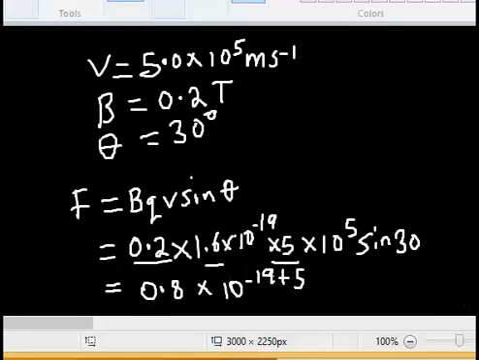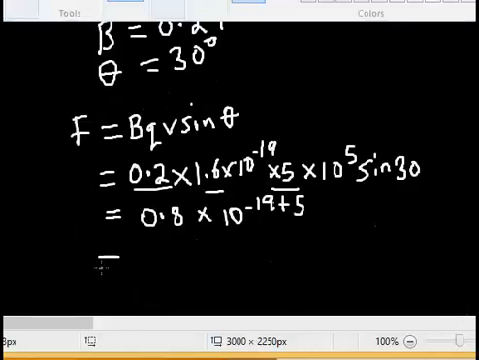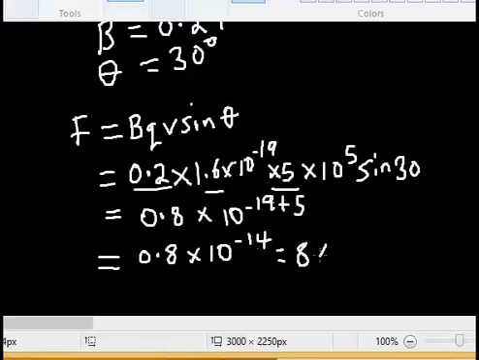So that's going to give me 0.8 times 10, and I subtract this, 10 raised to the power of minus 14, if I'm not mistaken. Yes, so in standard form this is going to be 8.0 times 10 raised to the power minus 15 Newton. So I hope that is well understood.